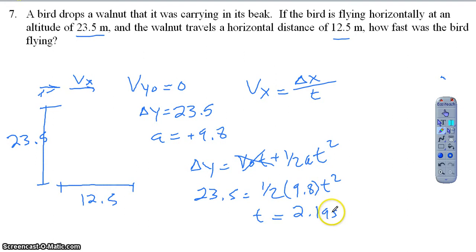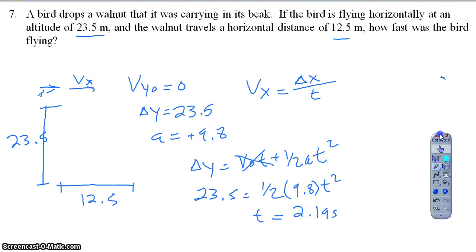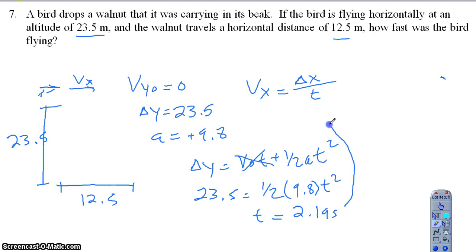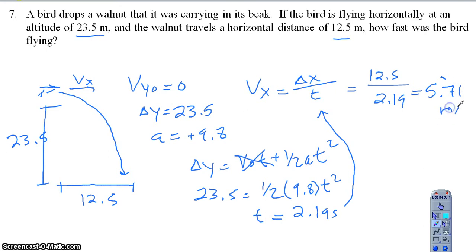And then once I have the time, all I need to do is bring that together with my horizontal velocity up here, with my constant velocity. So I know I went a distance of 12.5 meters horizontally. It took 2.19 seconds before that walnut fell from the bird's beak and hit the ground. So it still took 2.19 seconds to travel that distance horizontally. I calculate those numbers and I get about 5.71 meters per second. So again, a good chance to review this problem, but hopefully not too bad for most.